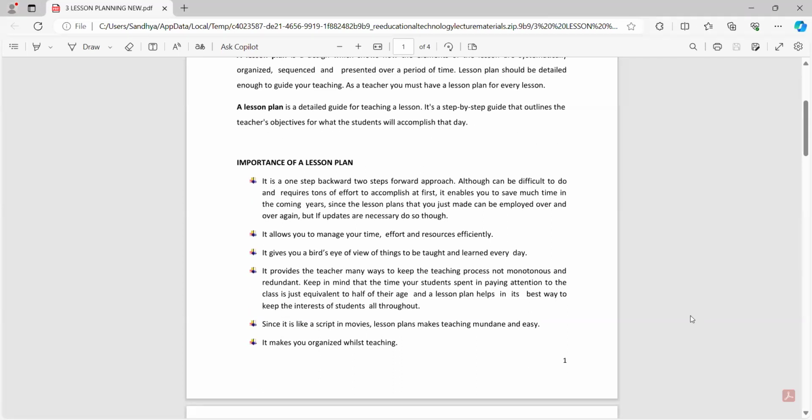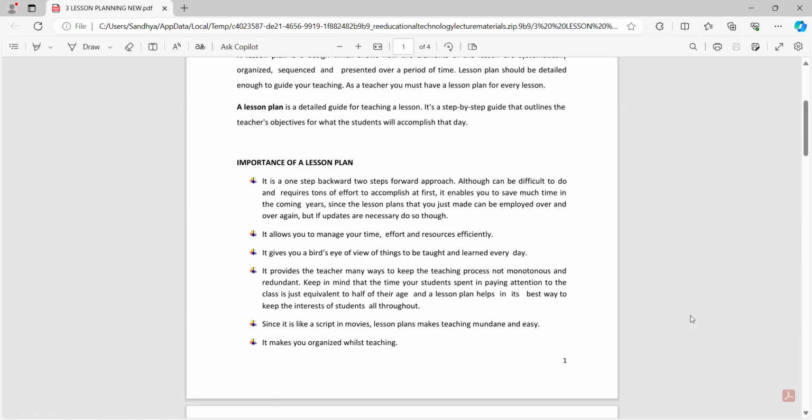Since it's like a script in movies, lesson plans make teaching mundane and easy. That is once again a repetition of that. It's like you have a script, so you know what's happening. It's your script for the lesson, right? Okay. It makes you organized whilst teaching because it's planned.